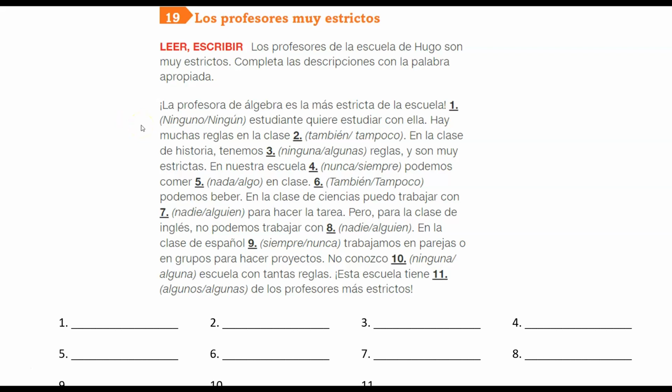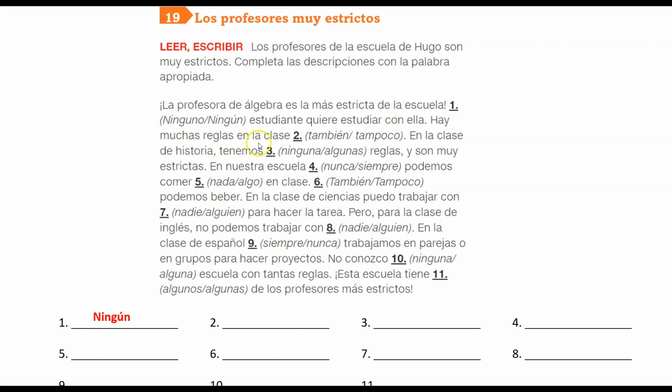So let's go through this together. Los profesores son muy estrictos. The teachers of the school are very strict. Complete the descriptions with the appropriate word. So, la profesora de álgebra es la más estricta de la escuela. The algebra teacher is the strictest of the school. Blank estudiante quiere estudiar con ella. Not one student wants to study with her. Student is singular and male in this case. So is it going to be ninguno or ningún? Well, remember, in front of a male single noun, ninguno has to change to ningún, not one.